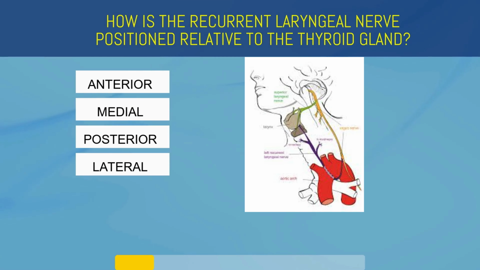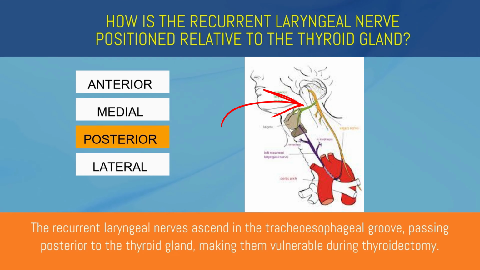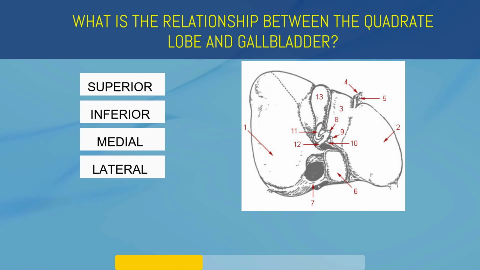How is the recurrent laryngeal nerve positioned relative to the thyroid gland? Anterior, medial, posterior, or lateral? Posterior. The recurrent laryngeal nerves ascend in the tracheoesophageal groove, passing posterior to the thyroid gland, making them vulnerable during thyroidectomy. What is the relationship between the quadrate lobe and gallbladder?